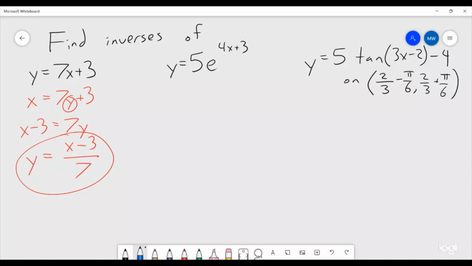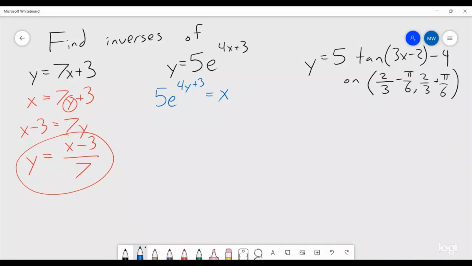So switching our variables, we get 5e to the 4y plus 3 equals x, and now we want to solve for y. Because we have the e, we might want to just take the natural log of both sides, but the problem with that is by taking the natural log before we've gotten rid of this 5 in front, we can't cancel the natural log and the e. The natural log and the e have to be right next to each other.